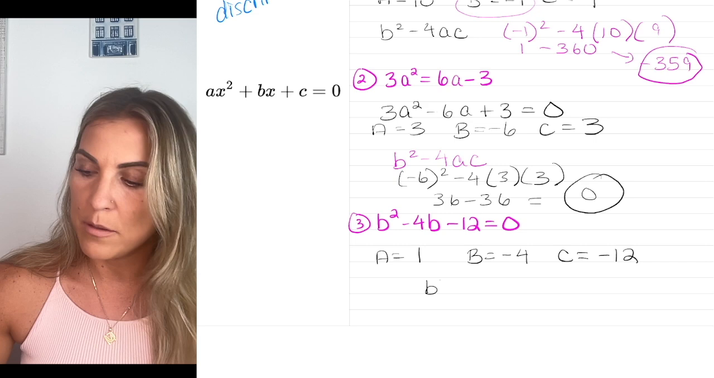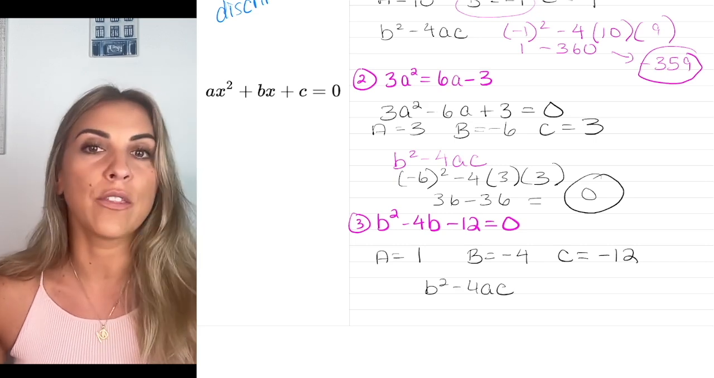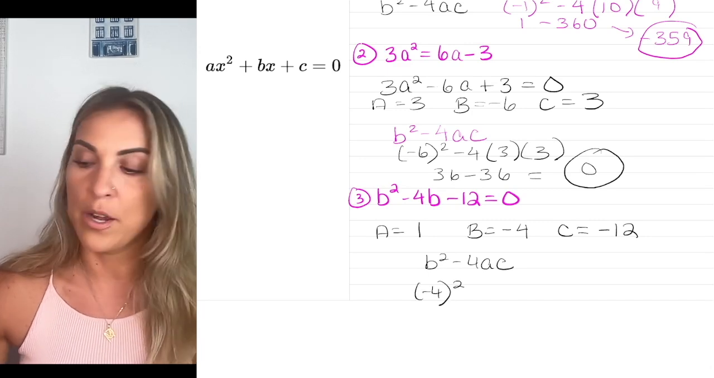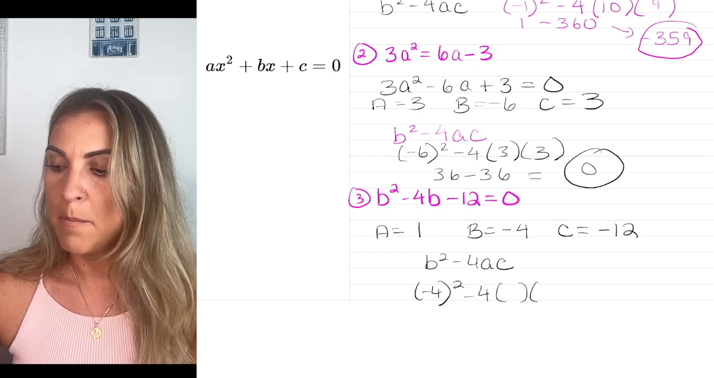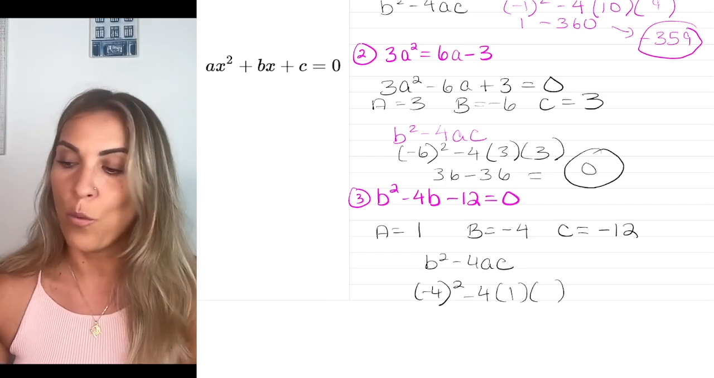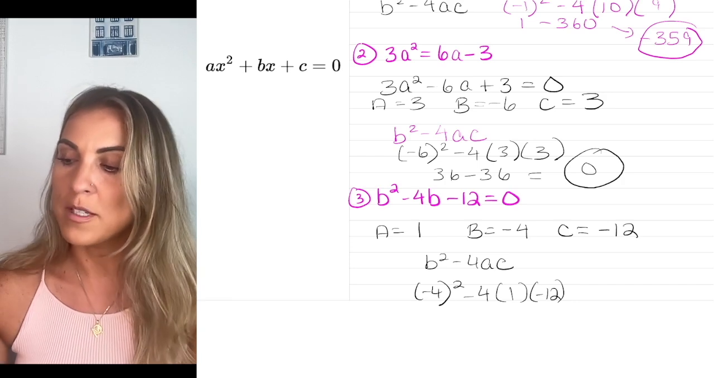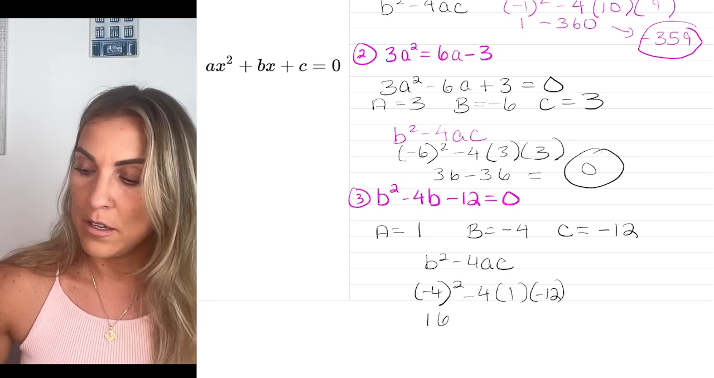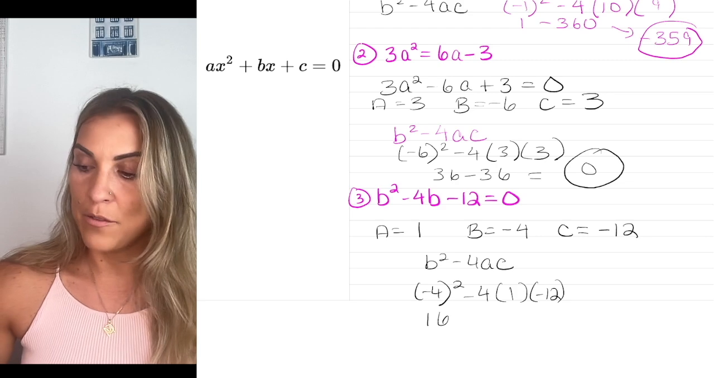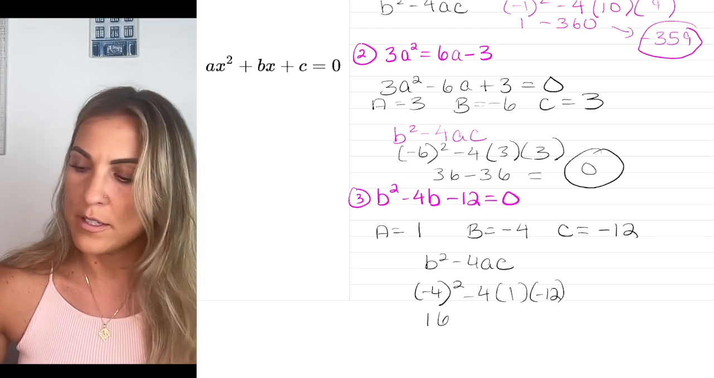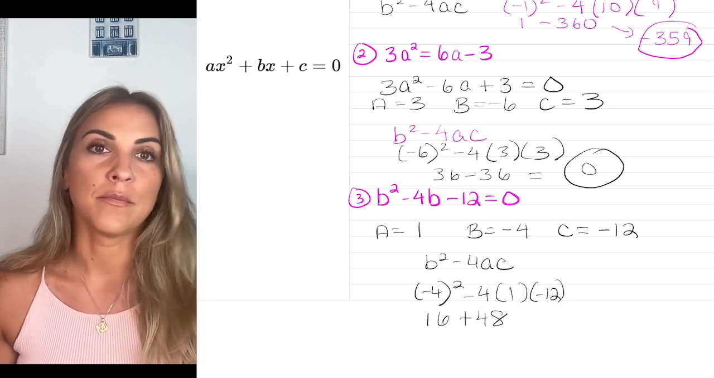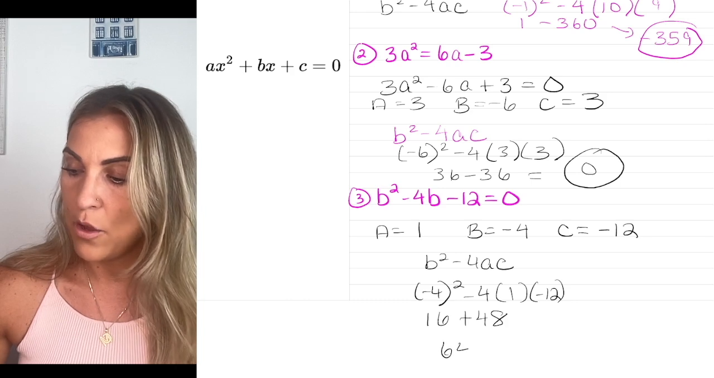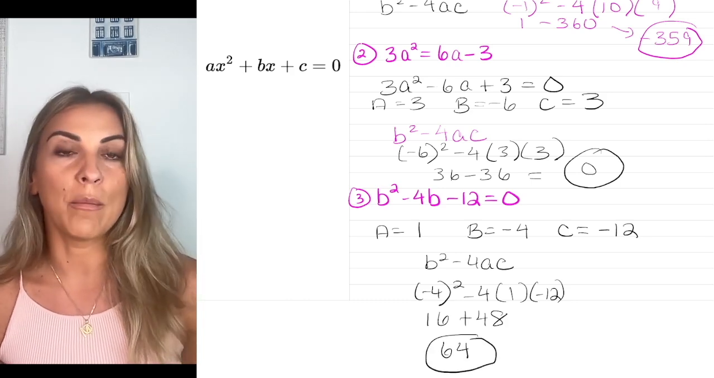And now I substitute into b squared minus 4ac so that I can get the value of my discriminant. b is -4, so I'm substituting -4 squared minus 4 times, my a value is 1, so I'm substituting a with 1. My c value is -12, so I'm substituting the c with -12. -4 squared is 16. -4 times -12 is +48, times 1 is still just +48. Lastly, I have 48 plus 16, and that's going to give me 64. So 64 is the discriminant for number 3.